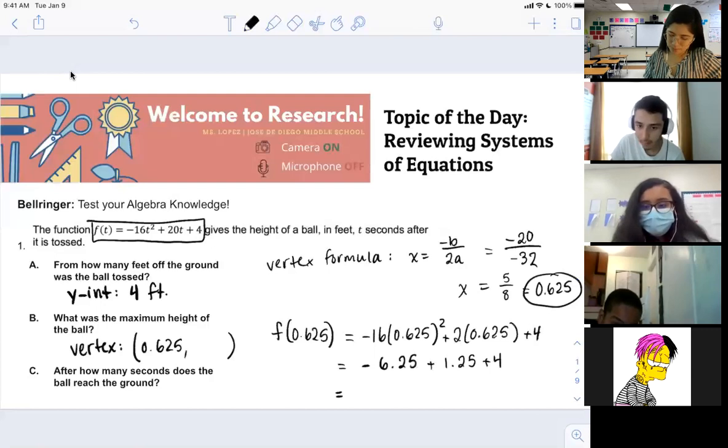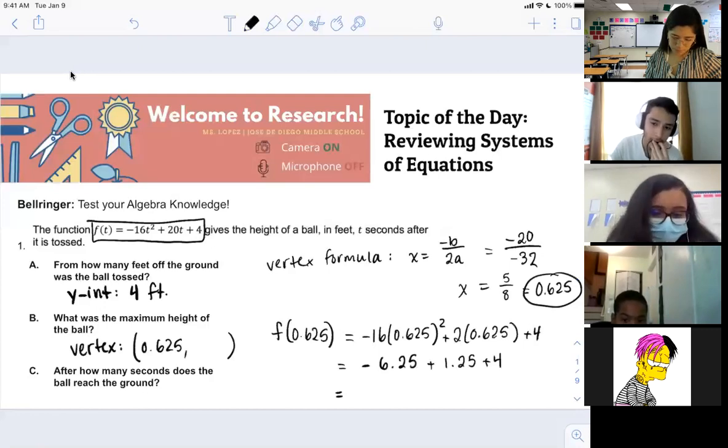I got 1, but I did it mentally, so I could be wrong. Hold on. I need some more time. Yeah, because negative 6.25 plus 1.25 is negative 5. Plus 4. Oh, no, that's negative 1. Let me just do it on the calculator.